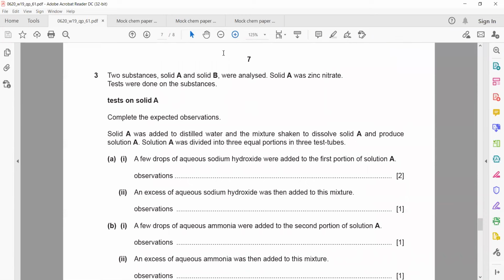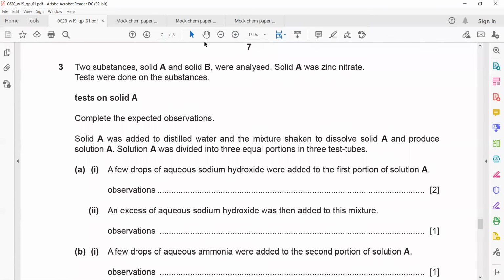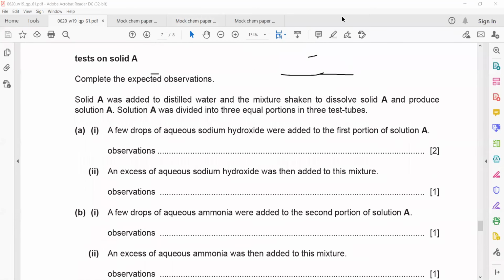In question 3, two substances, solid A and solid B, were analyzed. Solid A is zinc nitrate, so they give you the identity of solid A. Test on solid A, complete the expected observation. Solid A was added to distilled water and the mixture was shaken to dissolve solid A, producing a solution. Solution A was divided into 3 equal portions.